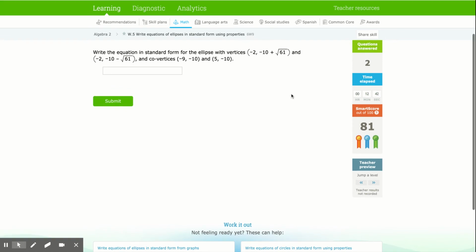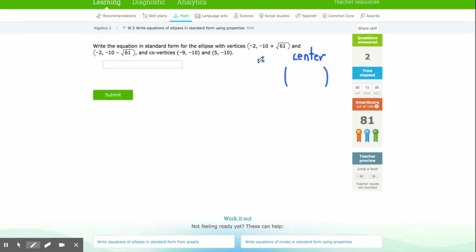Now let's look at one of the harder ones where they give us just the vertices and both co-vertices. They don't give us the center, but we can easily find the center. The center is always going to be right in between both endpoints of the vertices and co-vertices. Now, if you'll notice that we have some square roots in here, but look for the commas. So my x value for my one vertex, because I'm looking at vertices, is -2, the other x value is also -2.